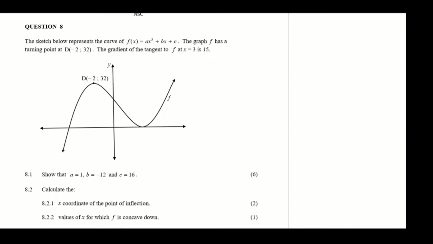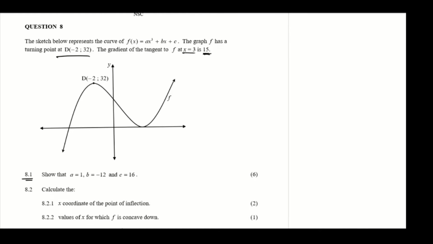Question 8. The sketch below represents the curve of f of x, which is a cubic function, and it has a turning point at D, which is equal to (-2, 32). So that's the first turning point, and the gradient of the tangent at x equals 3 is 15.